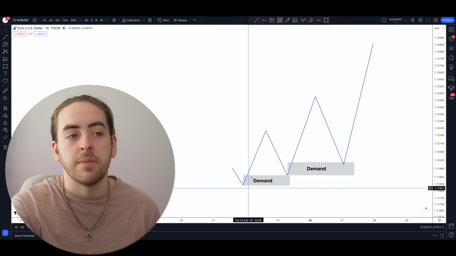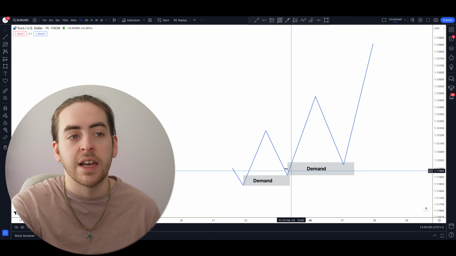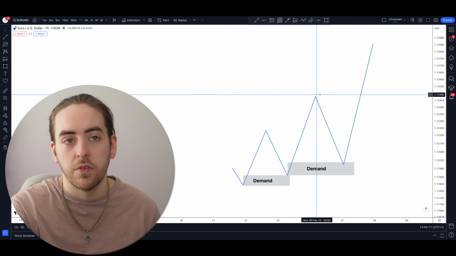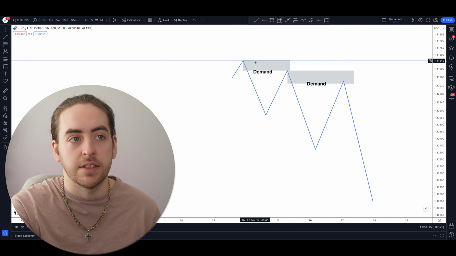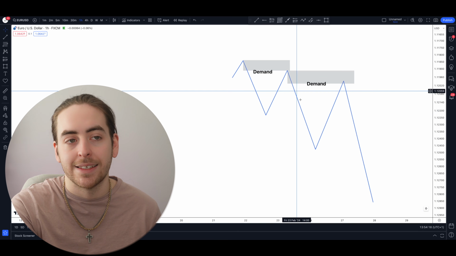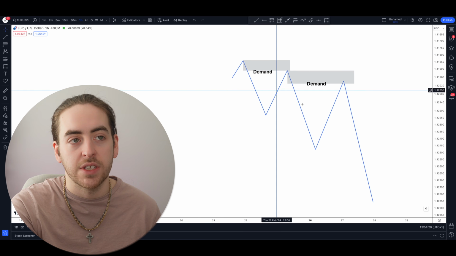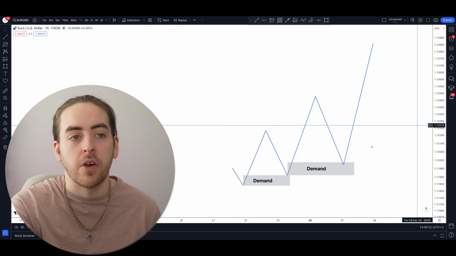So for reference, demand zones look like this, and they formulate at the bottom of large pro-trend movements. Supply zones look like this. So they are pretty much exactly the same, but they are in a market that is selling. So supply zones are for selling trades and demand zones are for buying trades.